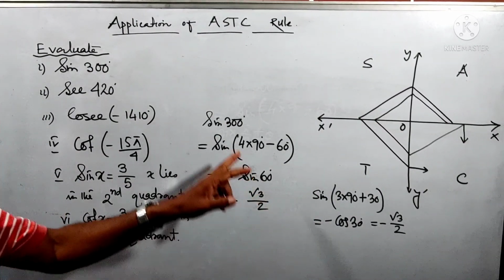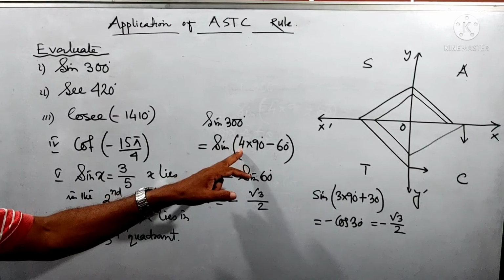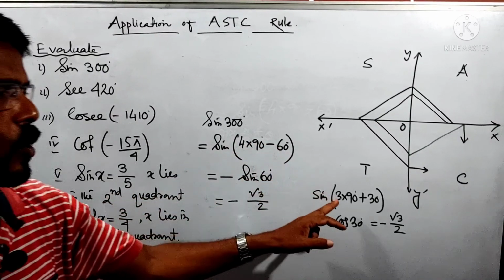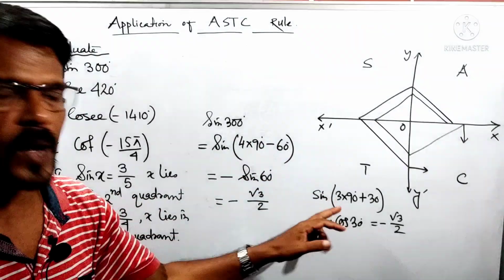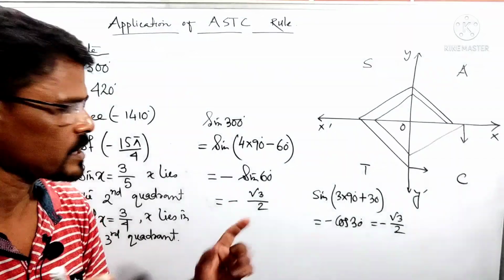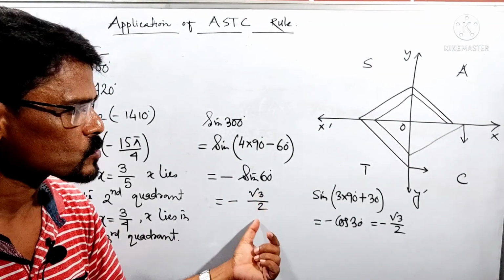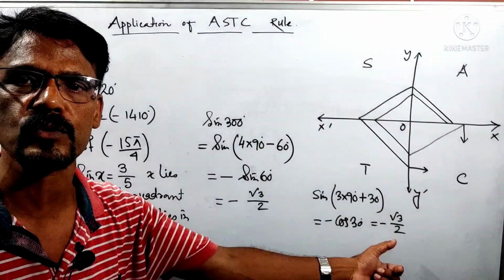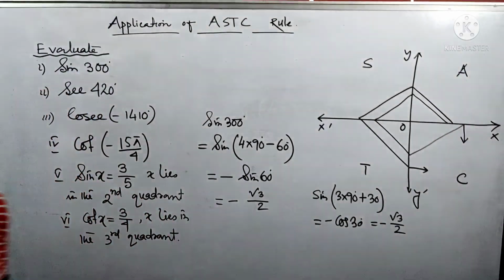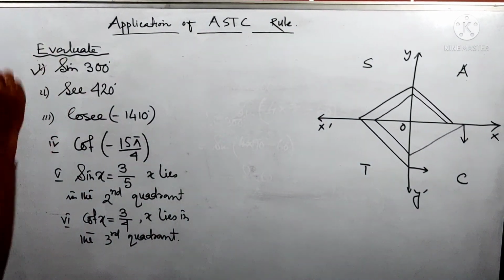You can break it in two ways, either as an even multiple of 90 degrees or as an odd multiple of 90 degrees. So ultimately, in both ways you have the same result, minus root 3 by 2. Here also minus root 3 by 2. Okay, so example 1 is over.